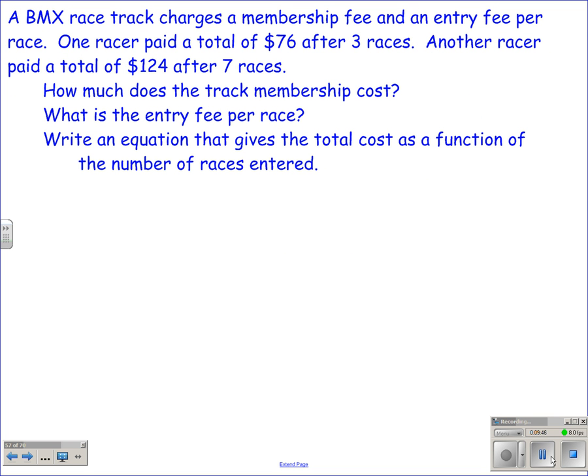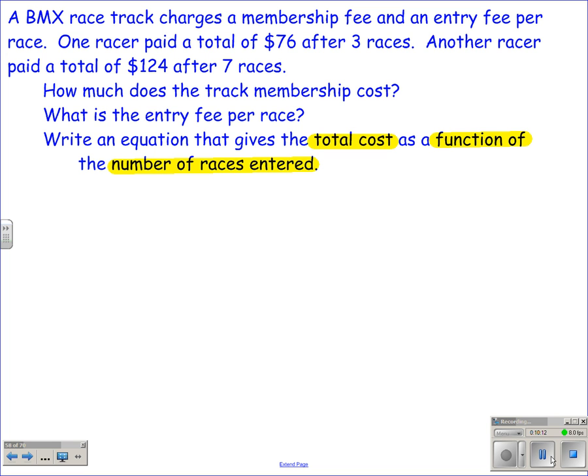One more story problem. We have a BMX racetrack charging a membership fee and an entry fee per race. One racer paid a total of $76 after 3 races. Another racer paid a total of $124 after 7 races. They want to know how much does the track membership cost, what's the entry fee per race, and write an equation that gives the total cost as a function of the number of races entered.